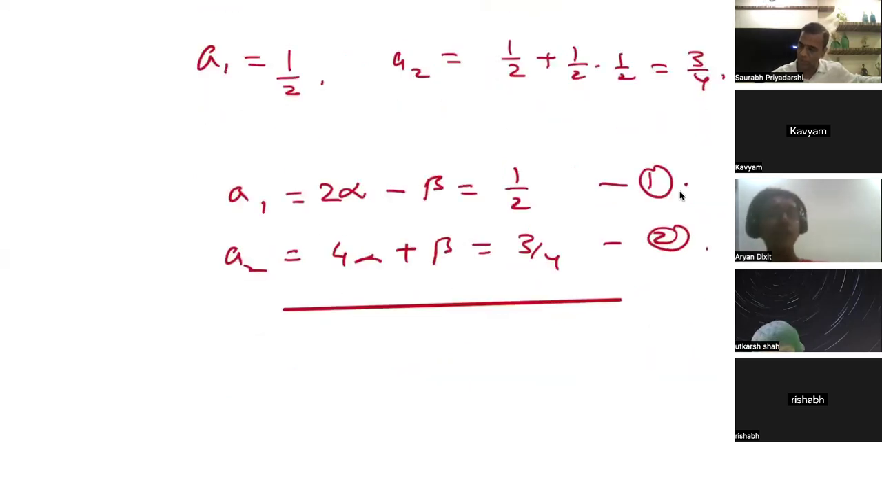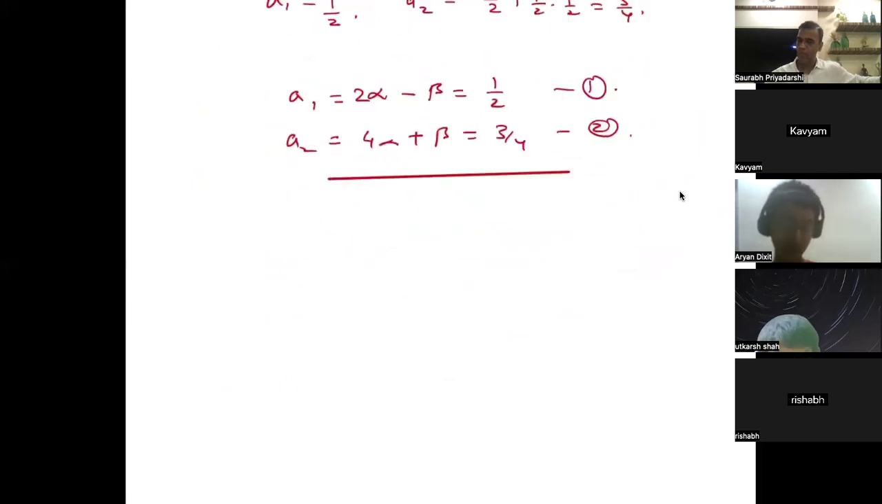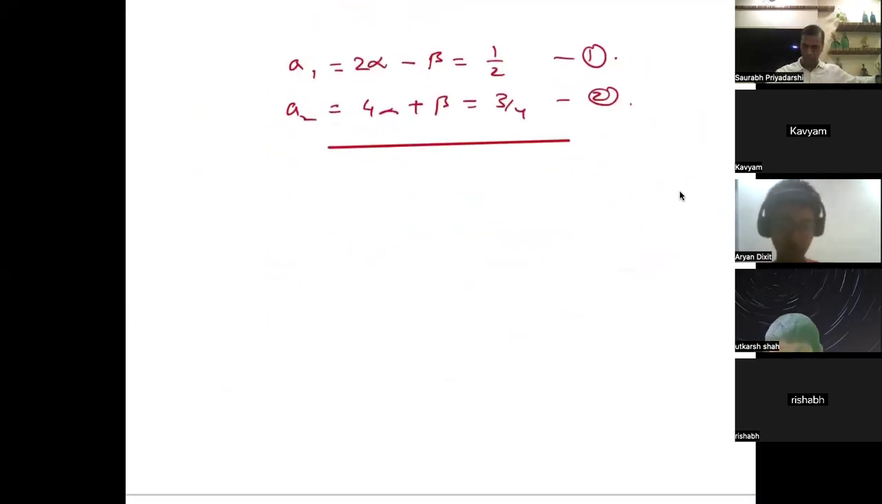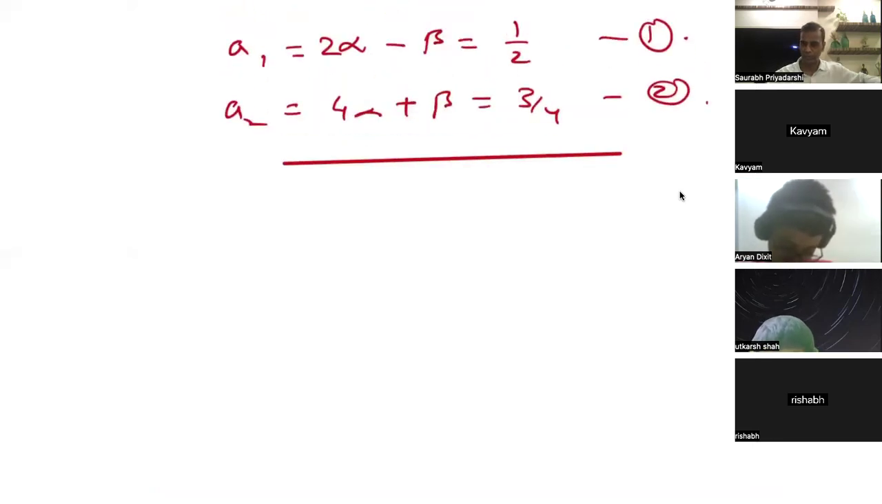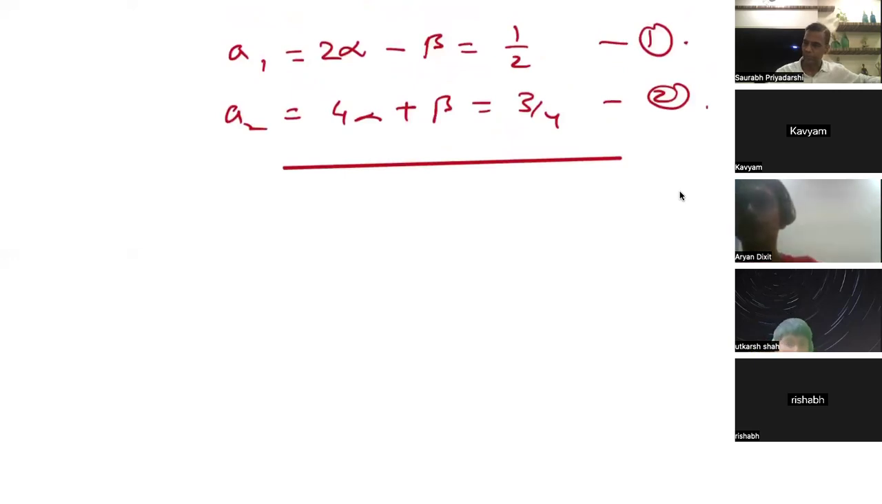Solve for alpha and beta. Do it fast. What is the value of alpha and beta? Sir, alpha is 5 by 24 and beta is minus 1 by 12.